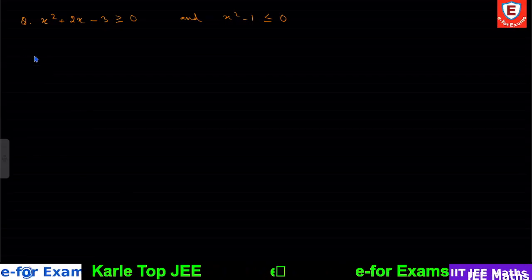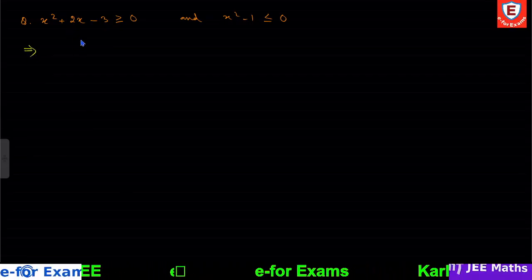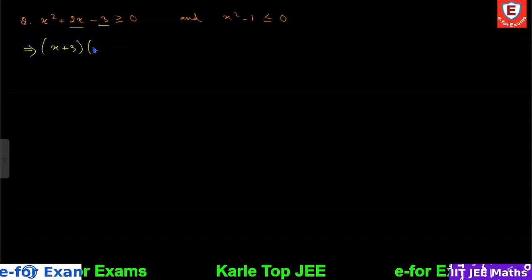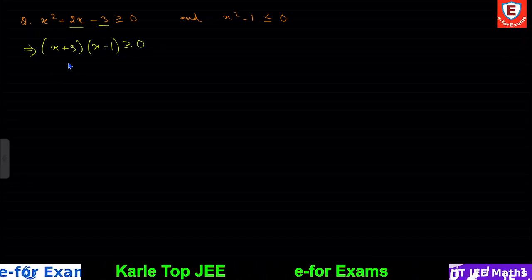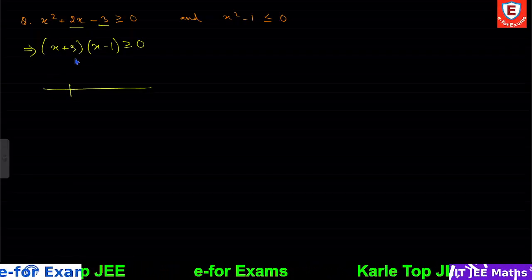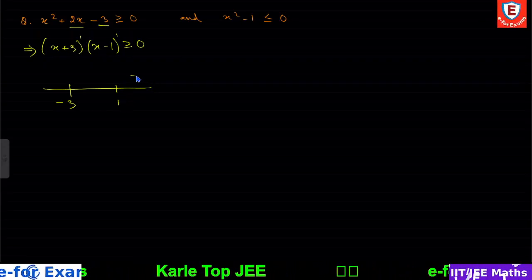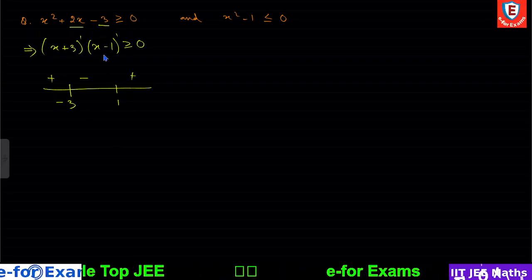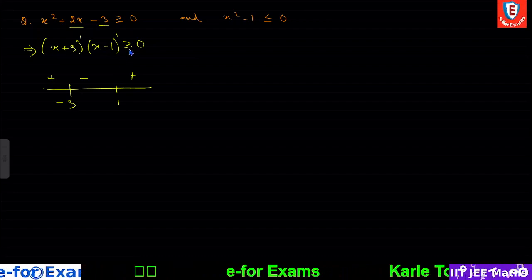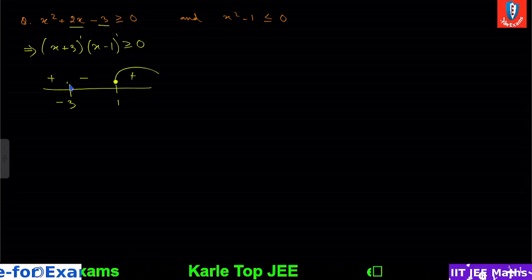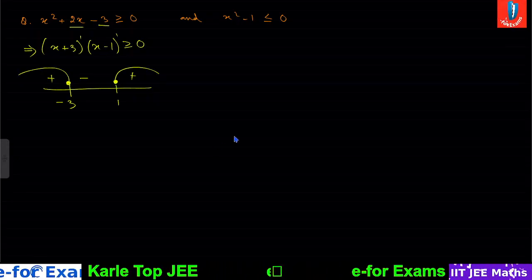Here, from the first inequality statement, we get x plus 3, x minus 1, greater than or equal to 0. Here we will get minus 3 and 1. All are degree 1, odd degree, so the signs are plus, minus, plus. For the first solution, it is greater than or equal to 0, which means positive interval. Dark circle here, and again dark circle here. This is solution 1.